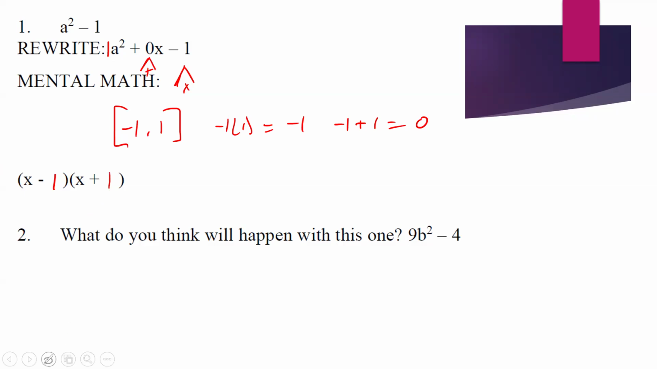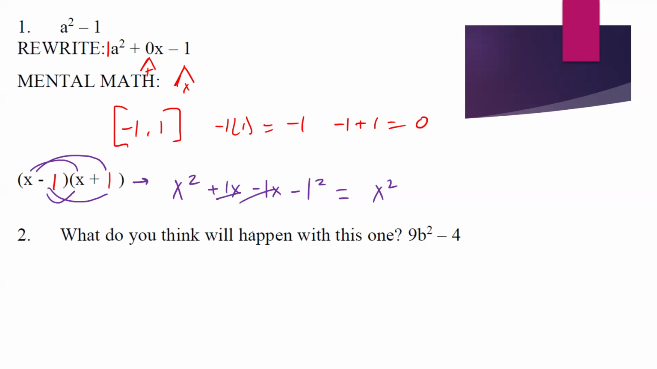To show that it's going to cancel out, we're going to use FOIL, aka just multiple distribution. We have x times x, which gives us x squared. We have x times 1, which gives us 1x. Our inside, -1 times x, gives us -1x. And -1 times 1 gives us -1. We simplify and we get x squared. What happens to a positive and a negative of the same value? They cancel out, and all I'm left with is x squared minus 1.